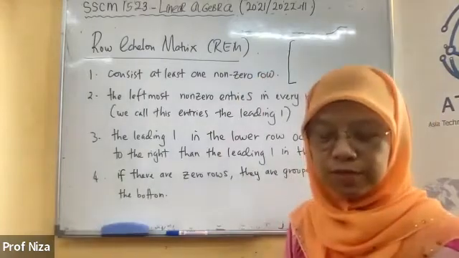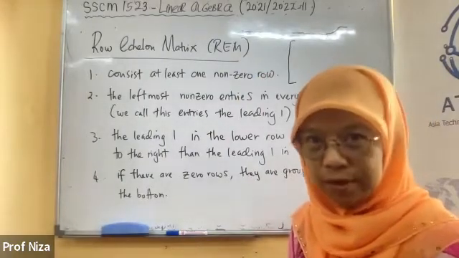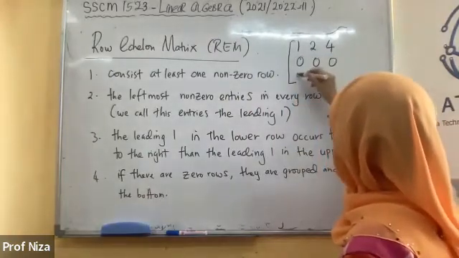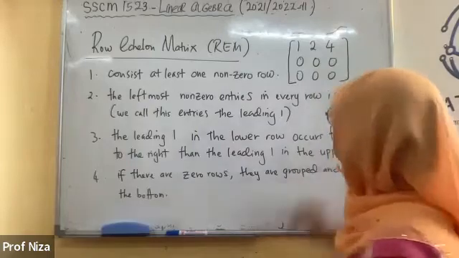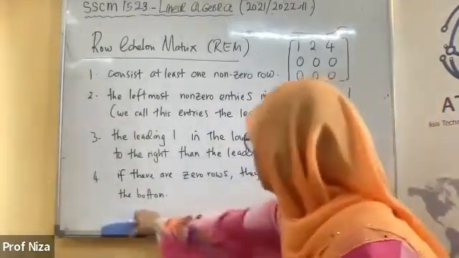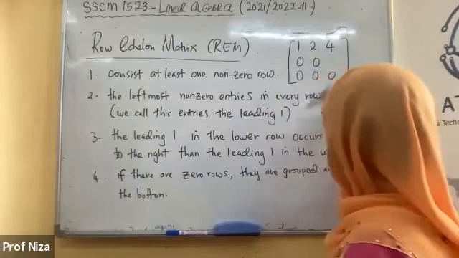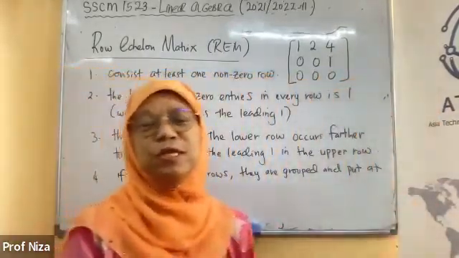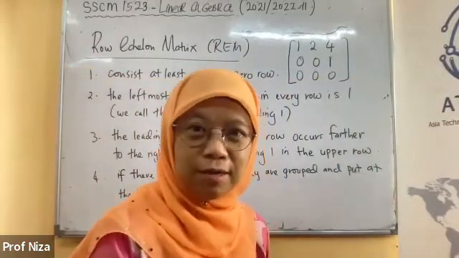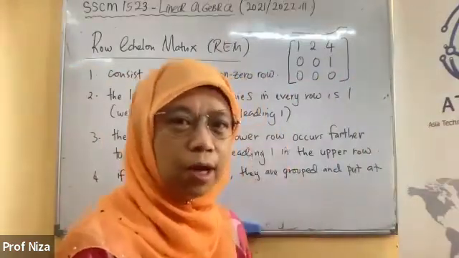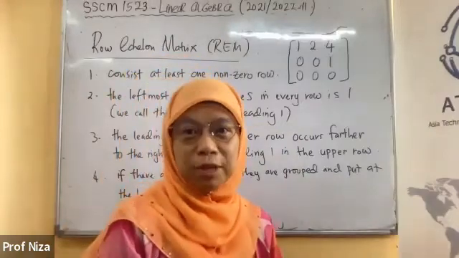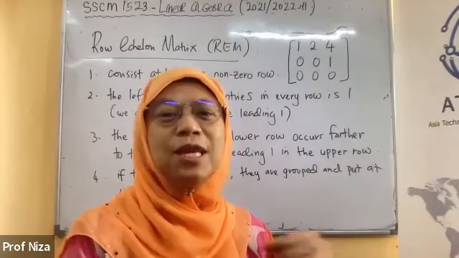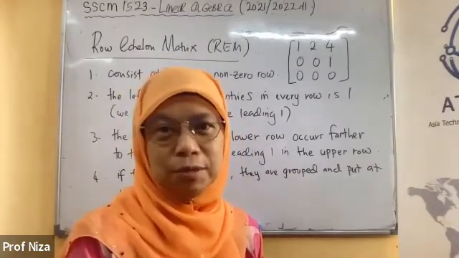I give this as the first example. 1, 2, 4, and then I have this. Okay. Now we look and we check why this is a row echelon matrix. Rule number 1 is not a zero matrix, right? Because you see some entries.